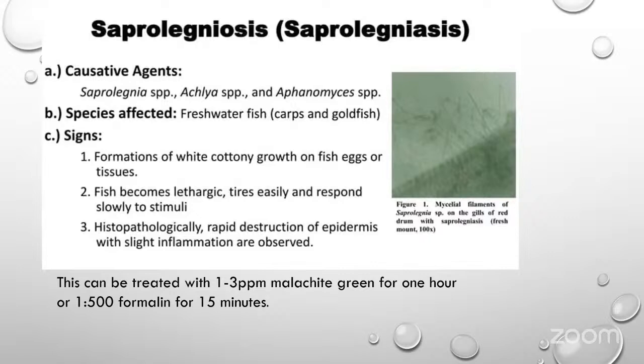Histopathologically, rapid dissection of epidermis with slight inflammation is also observed. And this can be treated with 1 to 3 ppm malachite green for 1 hour or 1 in 500 formalin for 15 minutes.